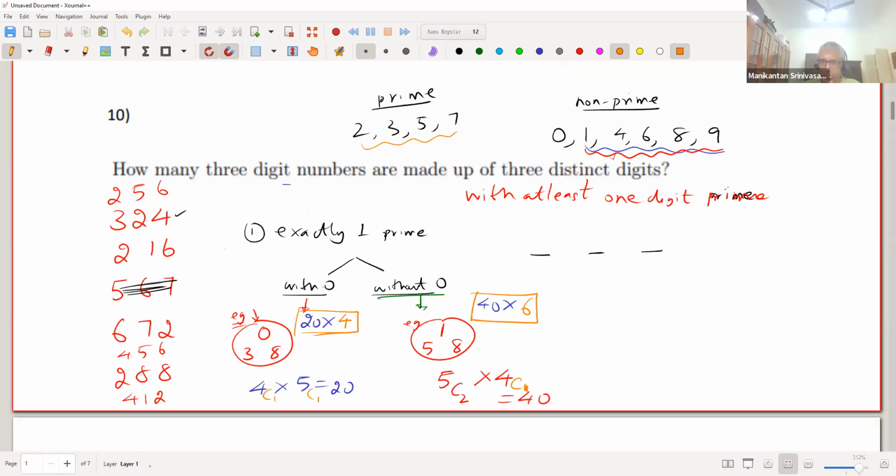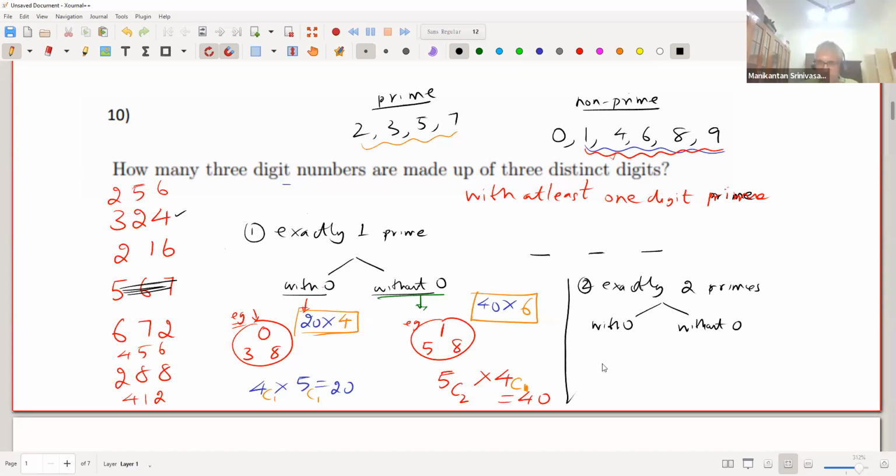Okay, all right. So now comes exactly 2 primes. I have to make some space here. Okay, fine. Exactly 2 primes, which means 1 composite number and 2 prime numbers, right? So again, let's split into 2 cases, with 0 and without 0.